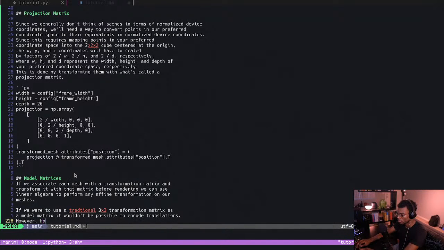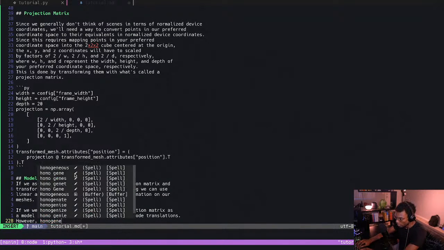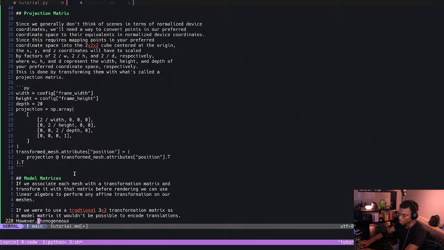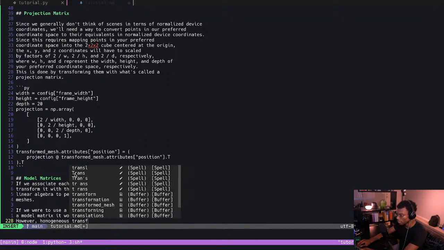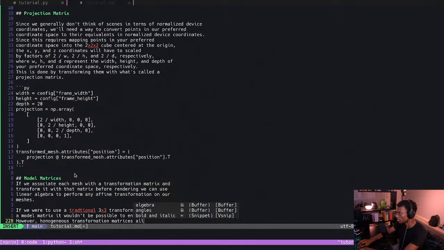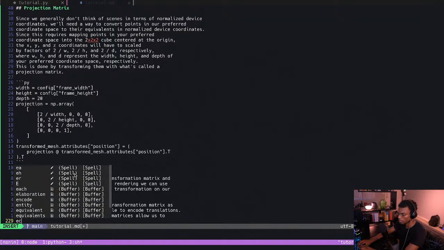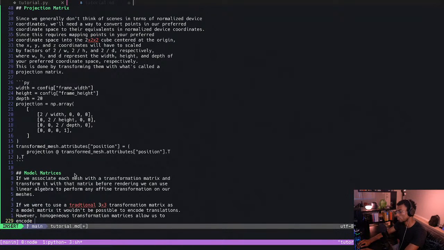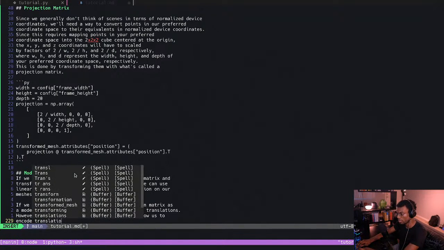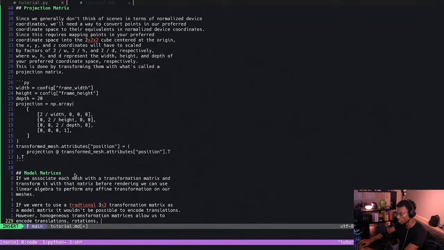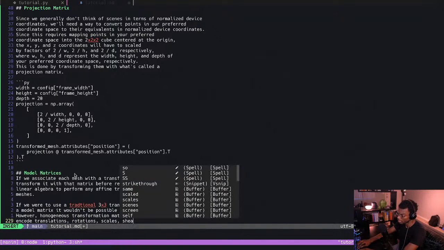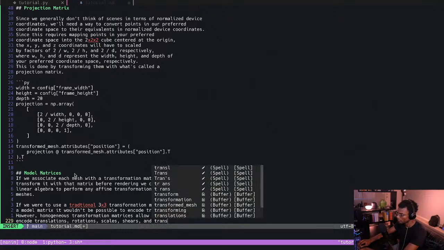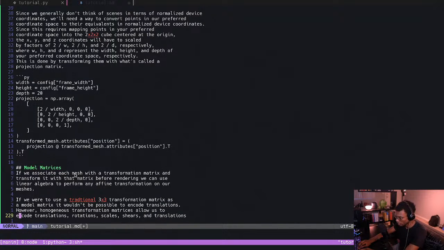However, homogeneous transformation matrices can encode translations, rotations, scales, shears, technically. Translations, rotations, scales, shears. And I said translations twice.